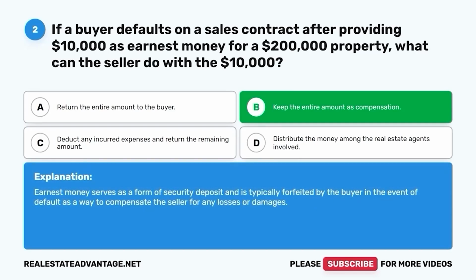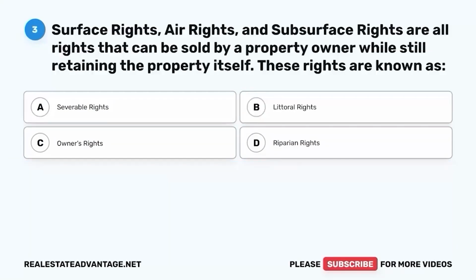Earnest money serves as a form of security deposit and is typically forfeited by the buyer in the event of default as a way to compensate the seller for any losses or damages. Question 3. Surface rights, air rights, and subsurface rights are all rights that can be sold by a property owner while still retaining the property itself.